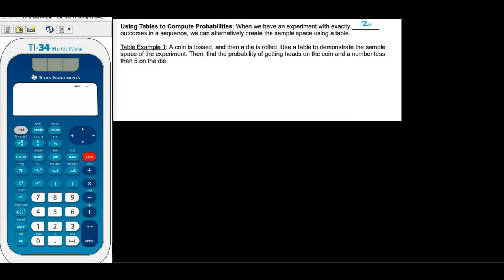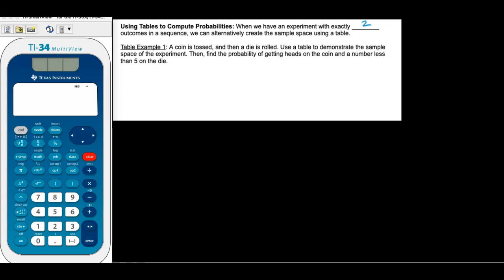So for example, in example 1, we toss a coin and then we roll a die. Maybe two puppies are born, so puppy 1 and puppy 2, or maybe we roll two dice. This wouldn't work if we were going to toss a coin, then roll a die, and then toss another coin, so more than two. So let's look at this first example where we toss a coin and then a die is rolled, and I'm going to show you how you can use a table.